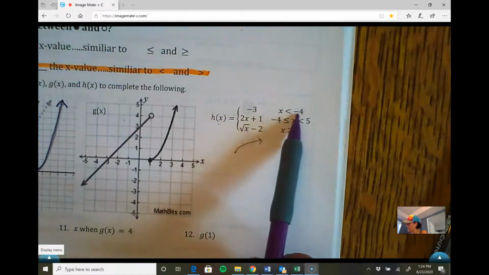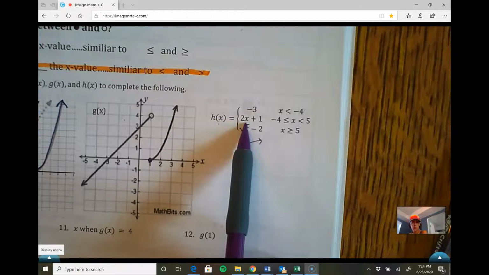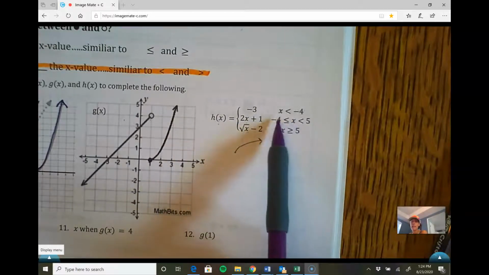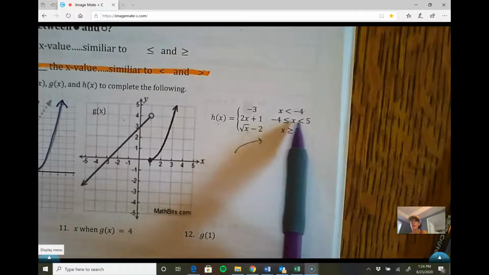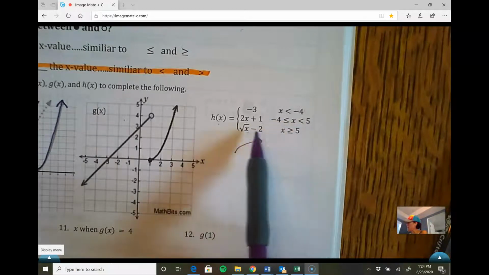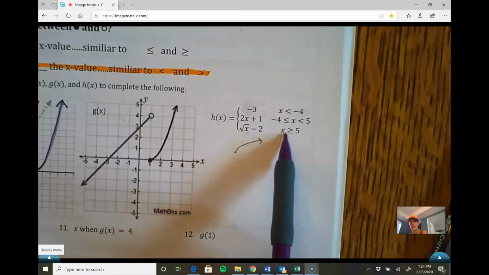If our x is less than -4, we're going to use 2x plus 1. This is the same. If our x is -4, actually -4 because we're going to include it, all the way up to 5, but not including 5. And then we'll use this function if our x value is 5 or greater than 5 because it's underlined.